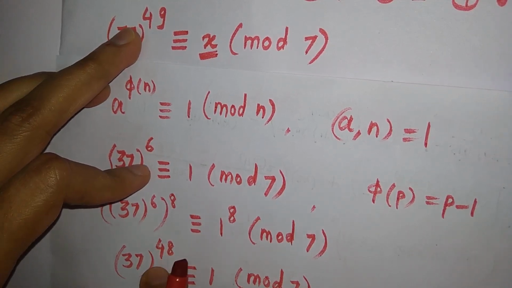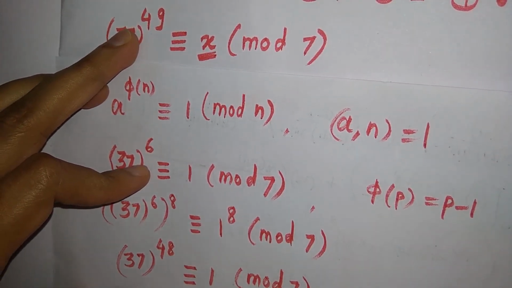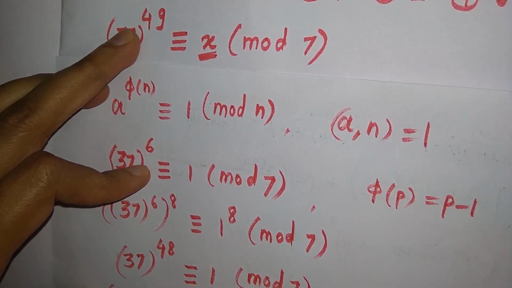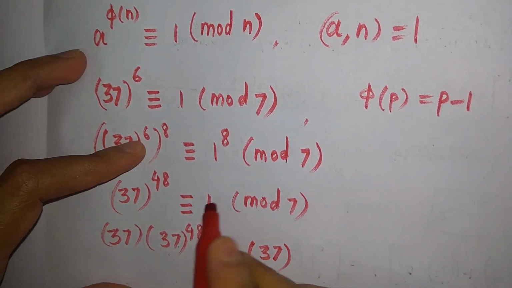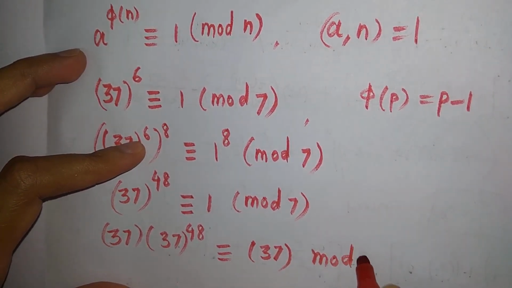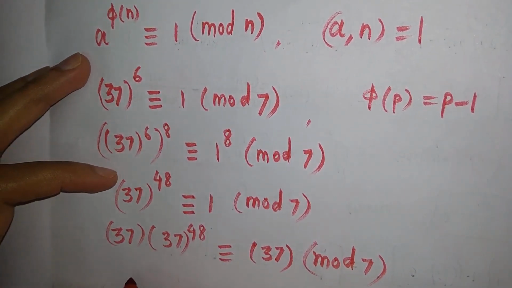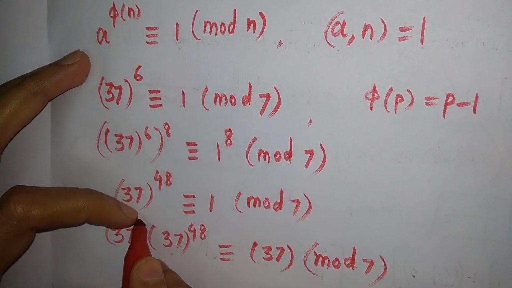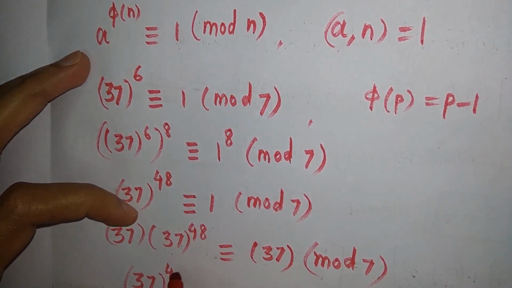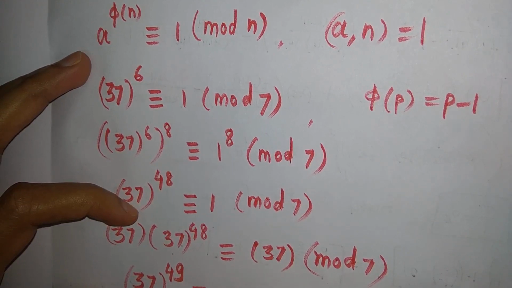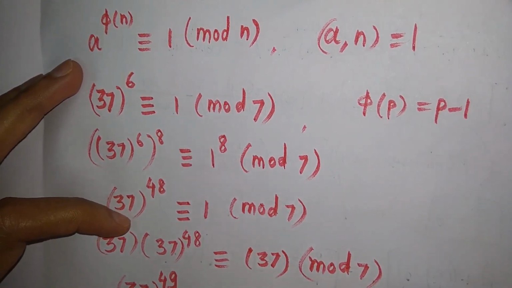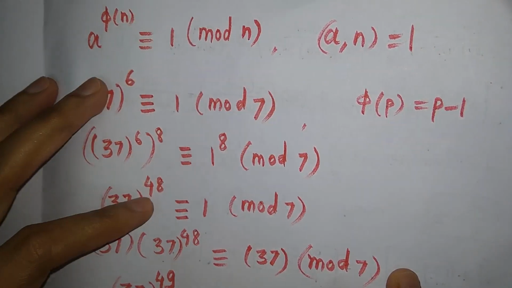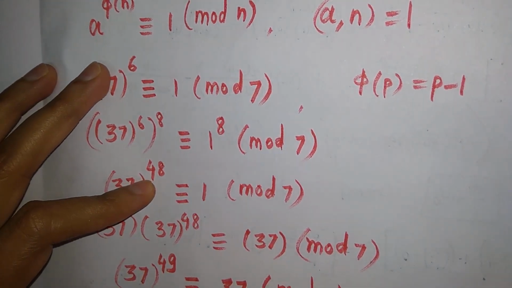So you just multiply it by 37. So we will get 37 into 37 raised to 48 is congruent to, now we are multiplying by 37, right? So right here 37 into 1 is just 37 modulo 7. So this will be 37 raised to 1 plus 48, just add them, it is 49, congruent to 37 mod 7, right? But just note that these options are 3, 1, 2 and 6. So we need to write 37 modulo 7.